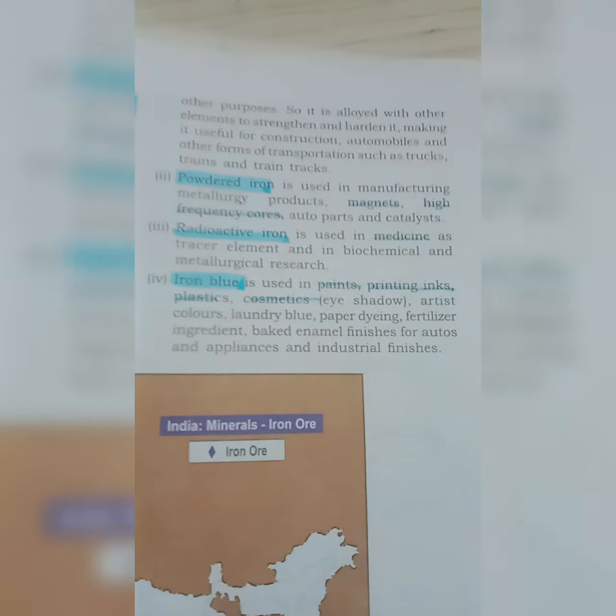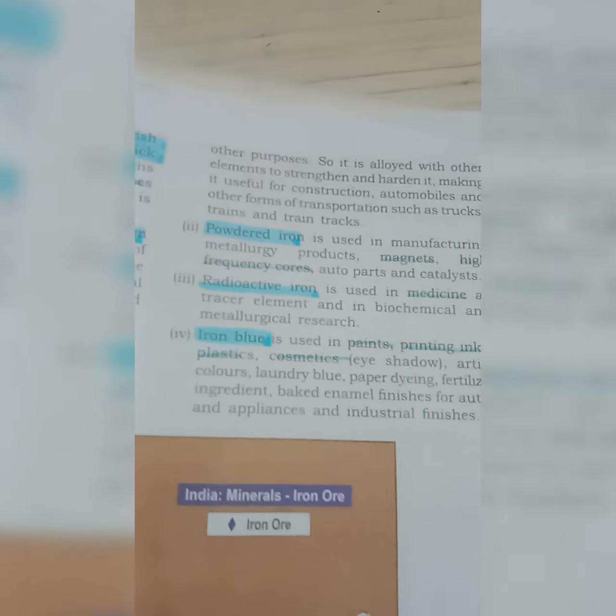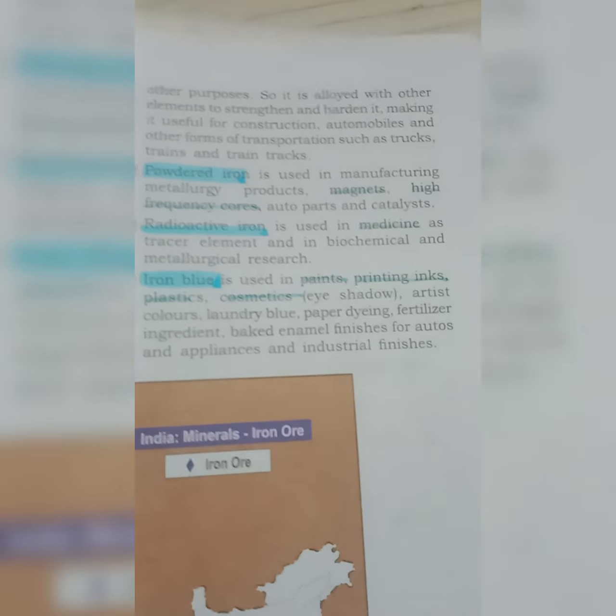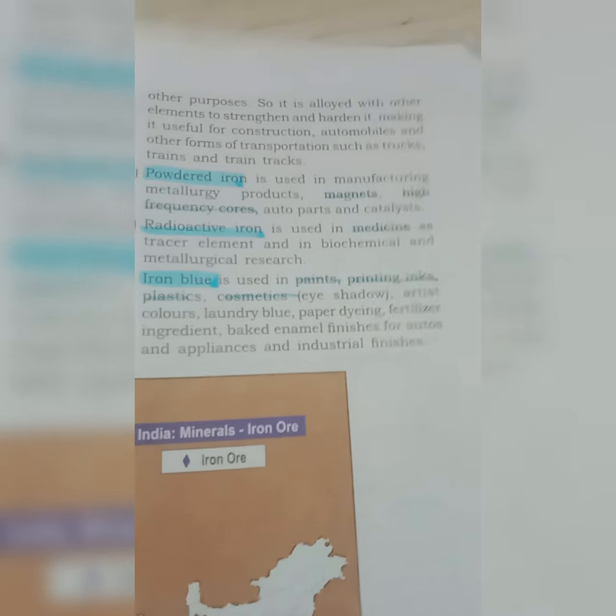Iron ore is the raw material to make powdered iron, and further it is manufactured into metallurgy products, magnets, and high frequency cores. You should remember two or three, that's more than enough.